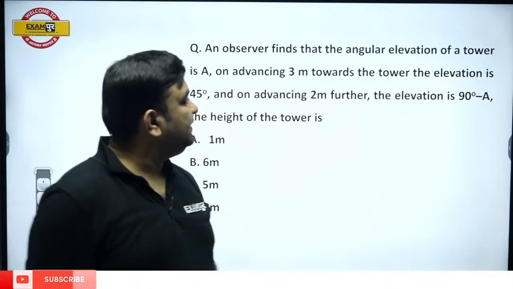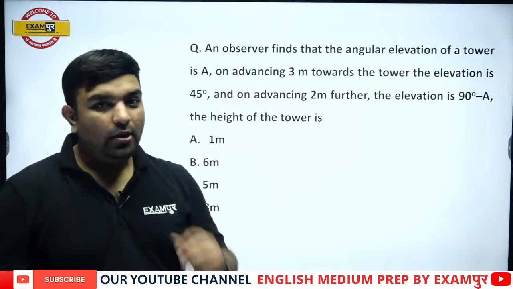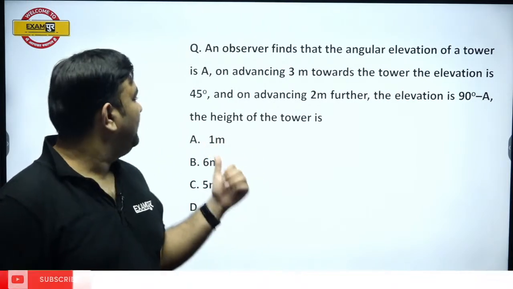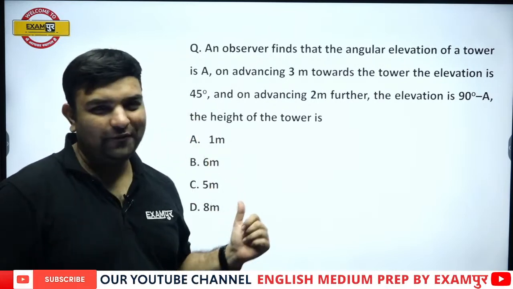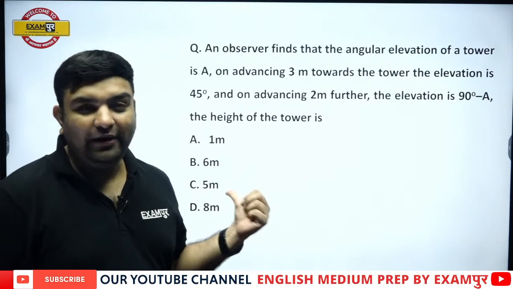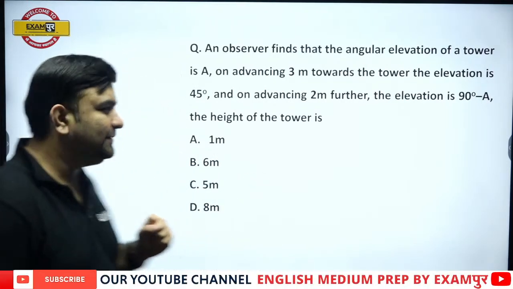An observer finds that the angular elevation of a tower is A. On advancing 3 meters towards the tower, it becomes 45. On advancing 2 meters further, it becomes 90 minus A.